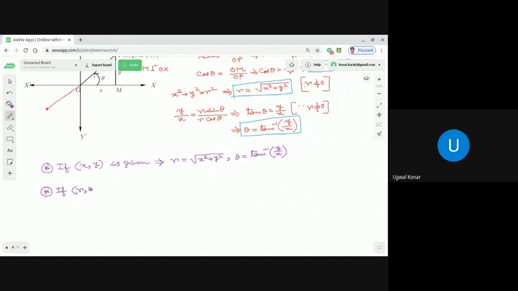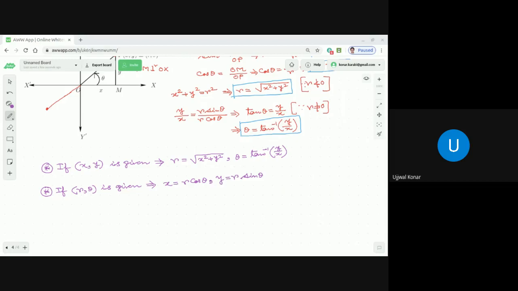And the second point is that if r comma theta is given, then what can we say? We can say x is equal to r cos theta and y is equal to r sin theta. So if r comma theta is given, then we can find x and y also, and if x y is given, then we can find the value of r and theta. That is all about the relationship between the Cartesian coordinate system and polar coordinate system.